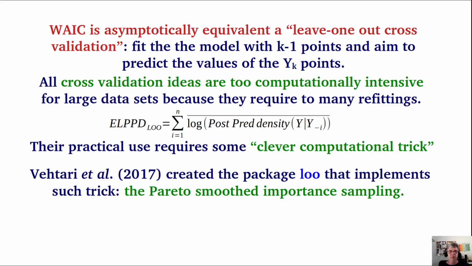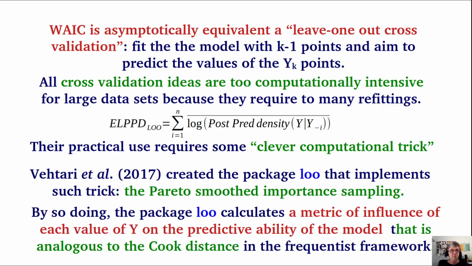The trick that they implemented is called the Pareto smoothed importance sampling. Details about this, the theories are very involved, at least for me, and I explained in some detail in the book to which I refer you. By so doing, this package loo creates a metric of influence of each value on the predictive ability of the model, and this is analogous to the Cook distance that we have been using in the frequentist framework, and we are going to show how to use this metric of importance of each value, which is related somehow to the WAIC, in coming videos.